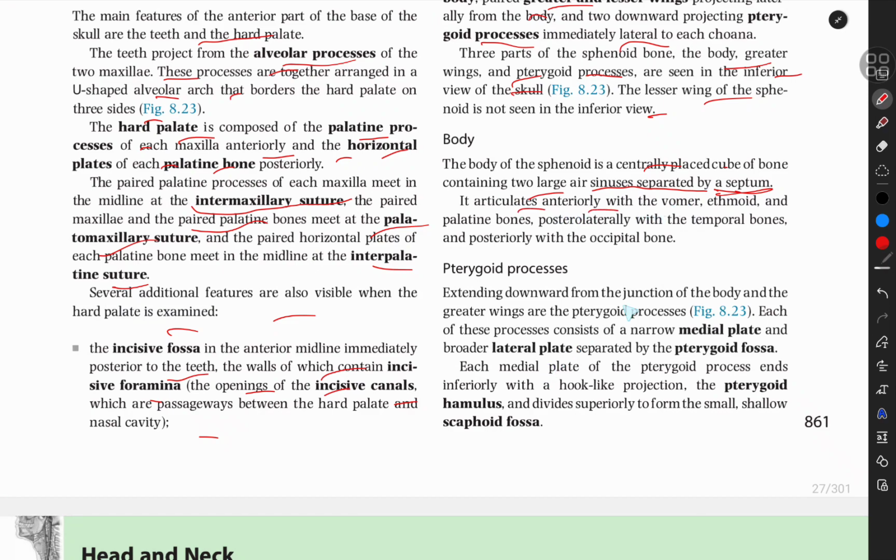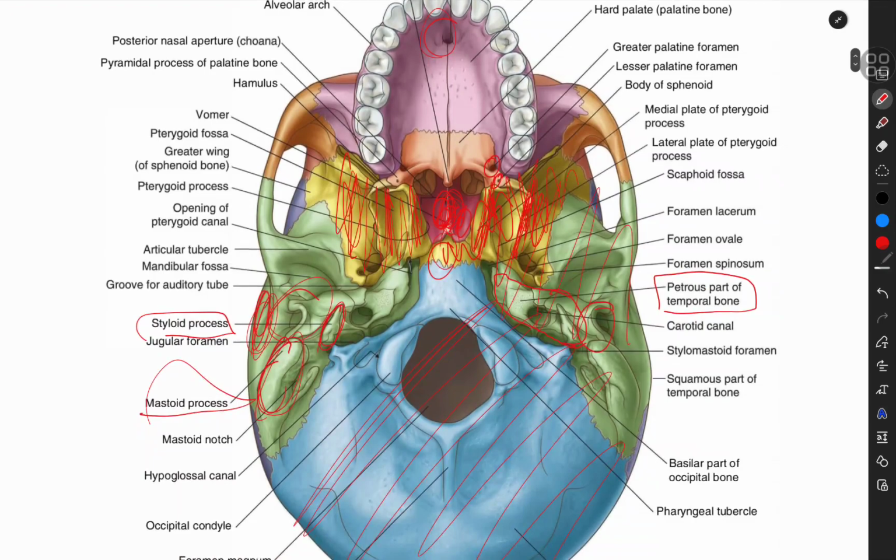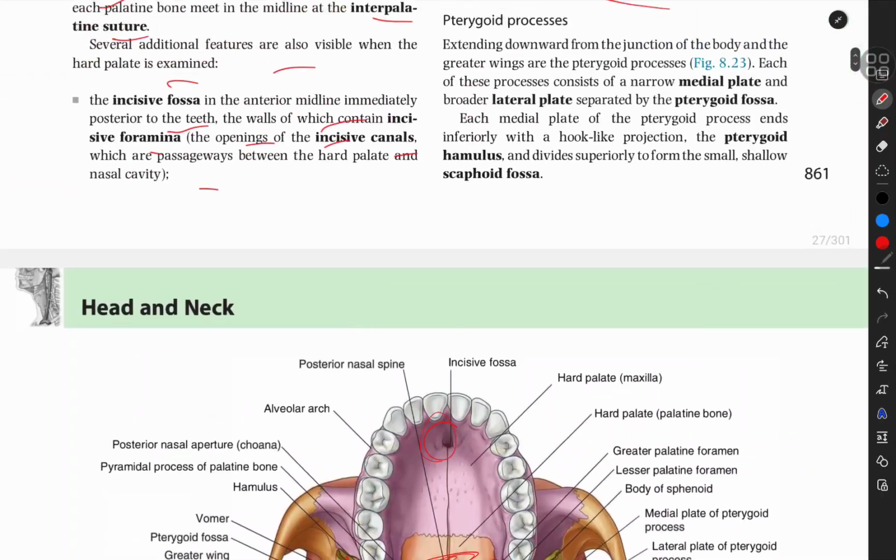It articulates anteriorly with the vomer, ethmoid, and palatine bones, posterolaterally with the temporal bones, and posteriorly with the occipital bone. Oh, so this body, vomer, inside is the ethmoid and the palatine. So this is the complete sphenoid. Body is here. It articulates with the palatine bones, the vomer, and the ethmoid.